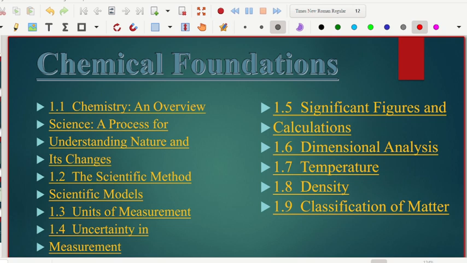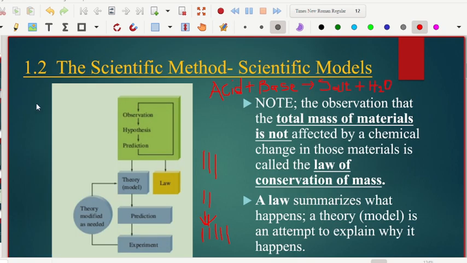So now let's start. Scientific method and scientific models. You need to understand that in chemistry, or in science, whatever science you're looking at, there's an approach they use each time they look at something. It starts with an observation. As you can see, look at this box. That's where it starts from, an observation. Then from observation, a hypothesis is produced.